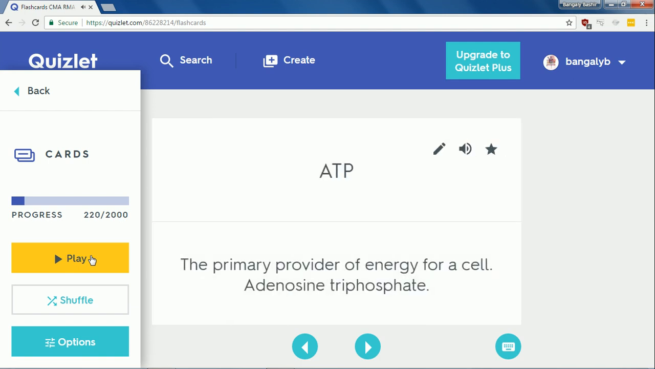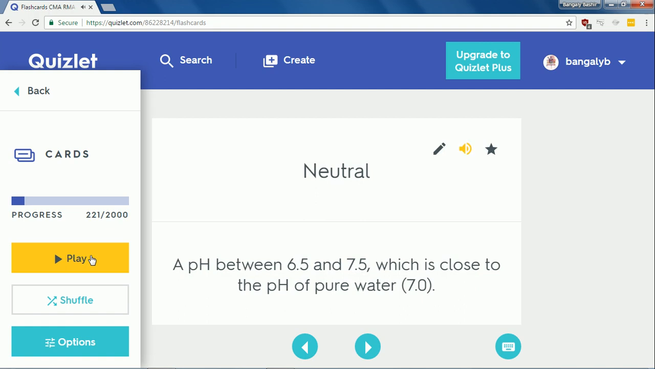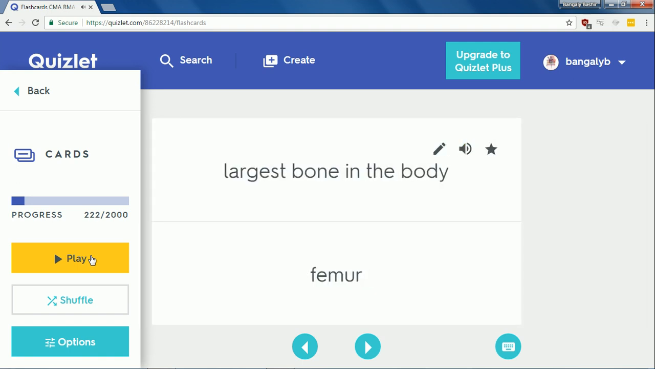ATP. The primary provider of energy for a cell. Adenosine triphosphate. Neutral. A pH between 6.5 and 7.5, which is close to the pH of pure water. Largest bone in the body. Femur. Example of a ball and socket joint. Hip.